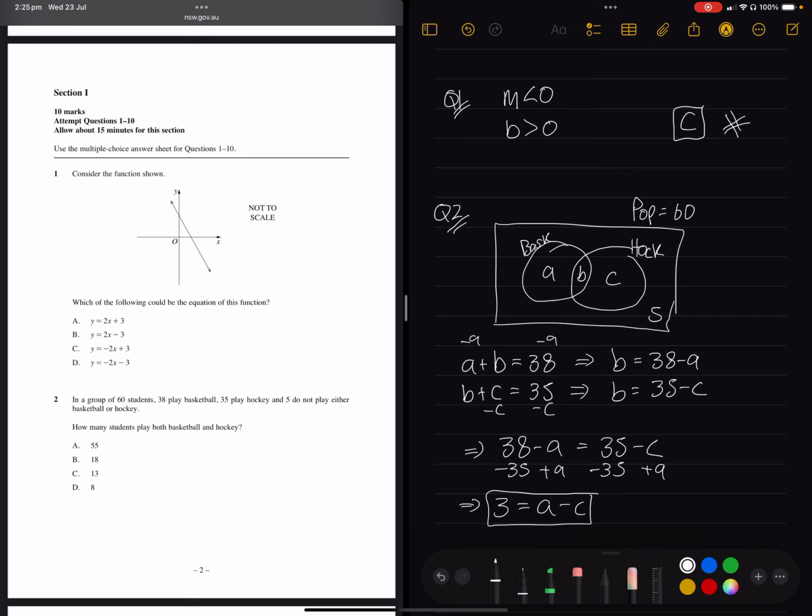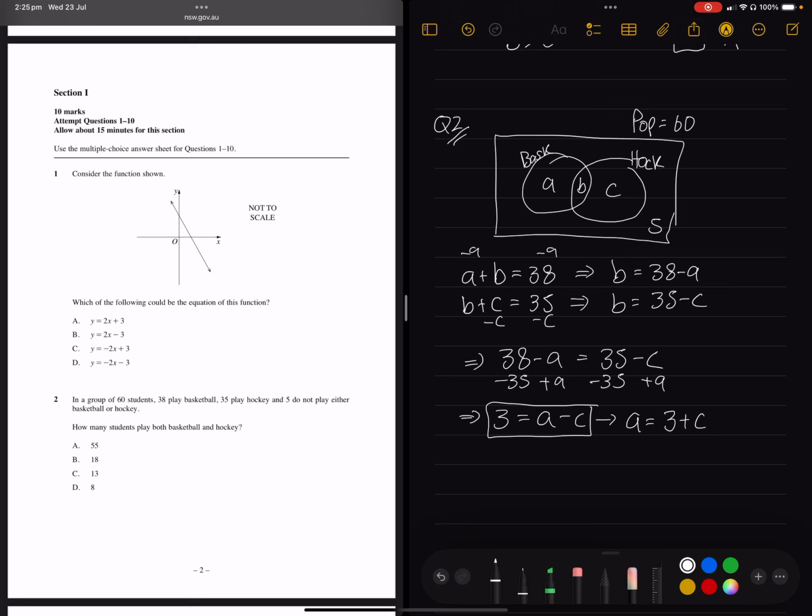Now, immediately, this doesn't seem all that useful, but it tells us that the difference between the number who only do basketball and only do hockey is 3. That's actually quite useful because we now know the number that do hockey in terms of the number that do basketball, and vice versa. So we can rearrange this a little bit. We can add C to both sides. This tells us that A is actually equal to 3 plus C.